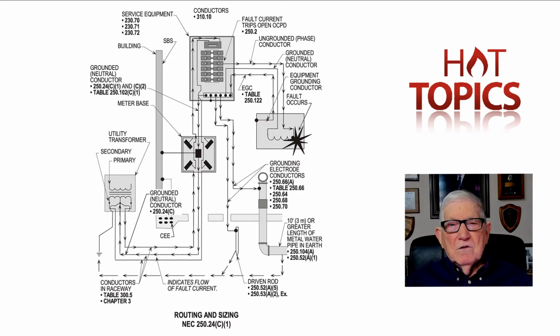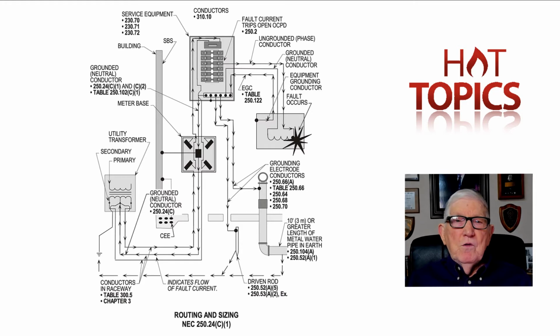Now, 220.61 would size the neutral. And if my neutral came up to 1-aught and say 4-aught ungrounded conductors supplying the 225 amp main, then I'd go to this table you see here, table 250.102C1, and size it for fault current. And if you had 4-aught here, it would be a number 2. So the 1-aught would be used by 220.61 because it's the largest.